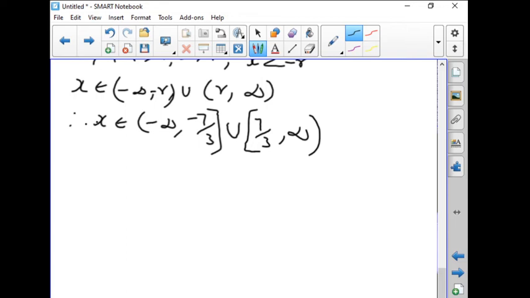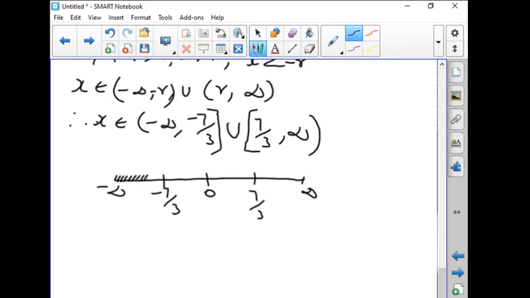Now we have to graph the solution in the number line. So you know how to draw a number line. This is minus infinity and here we have plus infinity. Consider 0. So minus 7 by 3 will be here and plus 7 by 3 will be here. Approximately we are fixing. So minus infinity to minus 7 by 3 means this is the area, and 7 by 3 to infinity means this is the area. So this is the graph of the solution.